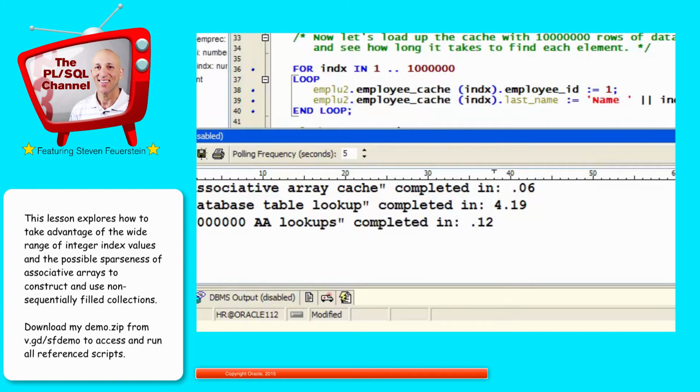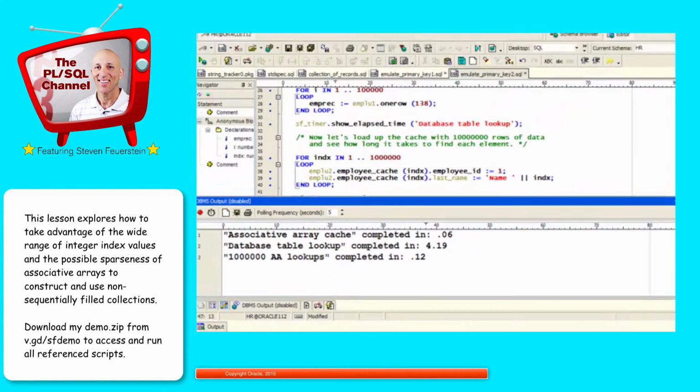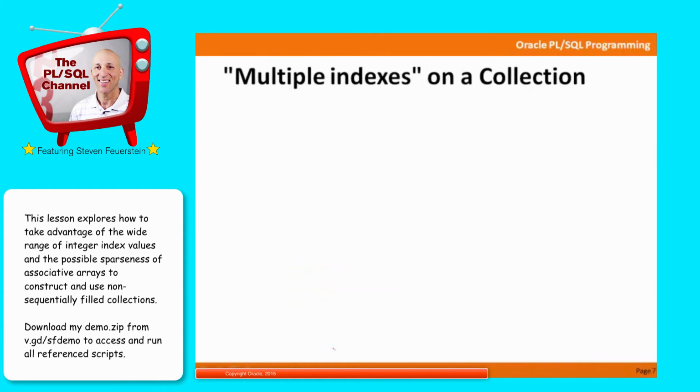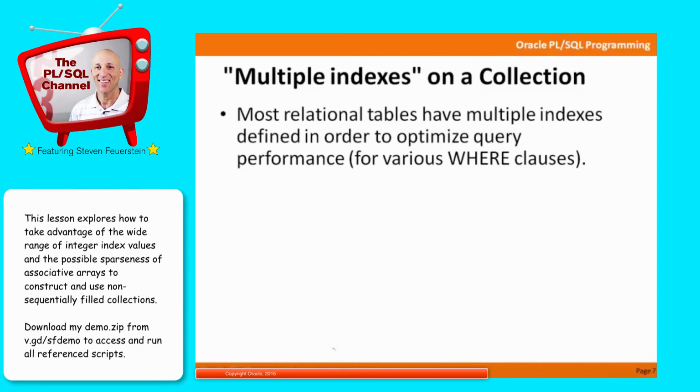Useful only if the table is static during the duration of time that you're accessing the data, and also, of course, if you have an integer indexed key. Now let's take a look at multiple indexes on a collection. So, going back to the model of relational tables, most of these tables do have multiple indexes, and in fact, sometimes multiple unique indexes used to optimize query performance.